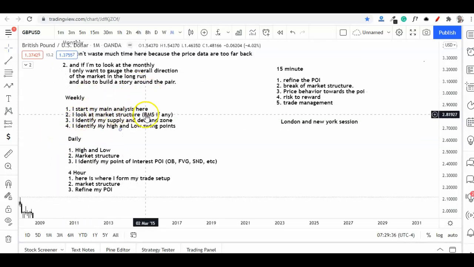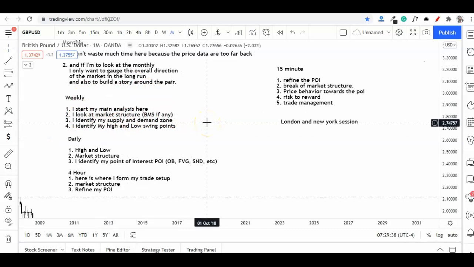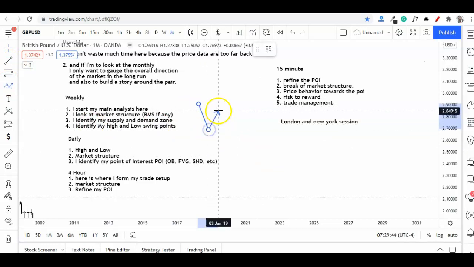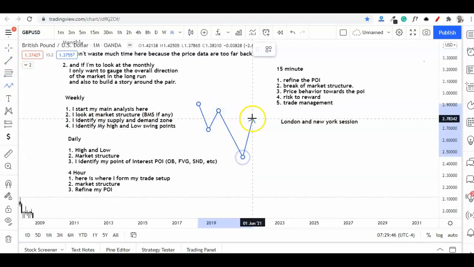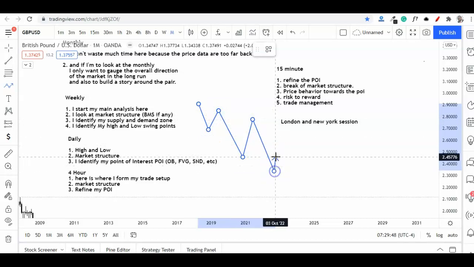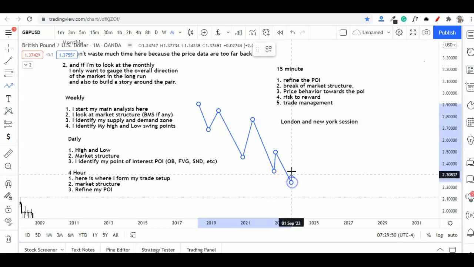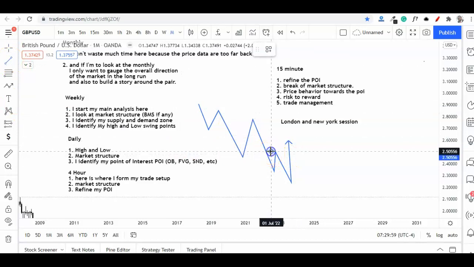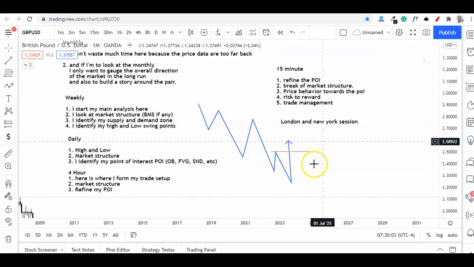I start here, I look at the market structure. If there's a break of market structure, now what do I mean by break of market structure? If we have a downtrend like this, and we have a break, this is a break of market structure. That means the market is looking to reverse. This is what I'm looking for, a break.